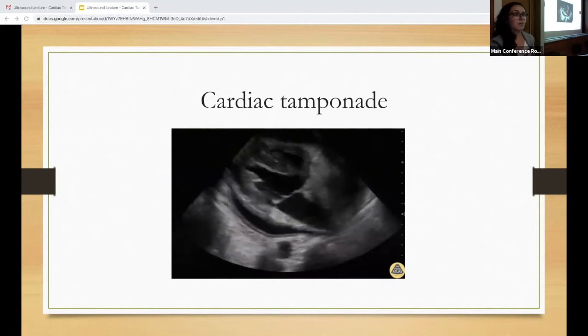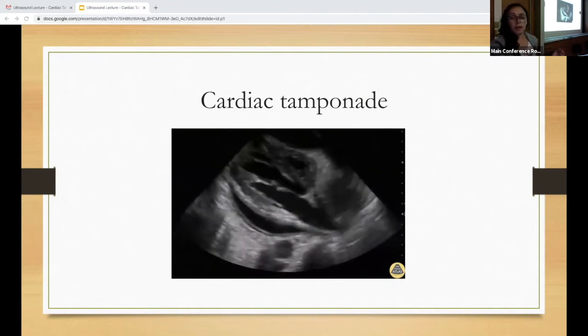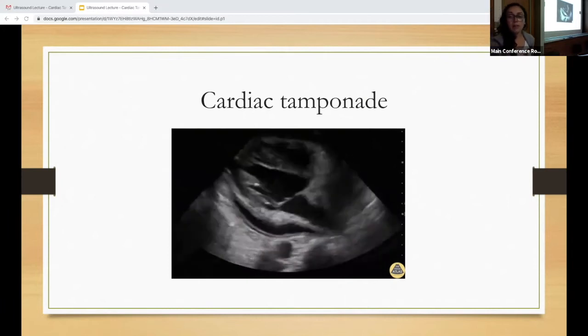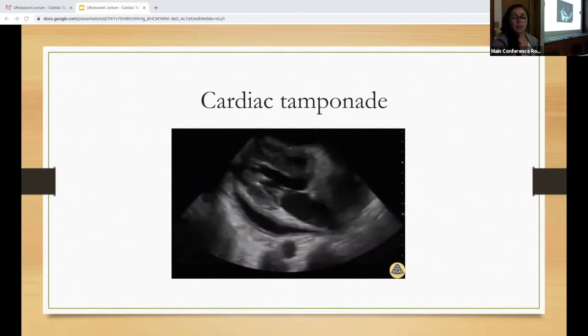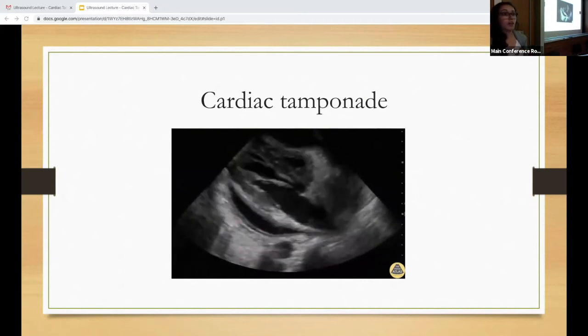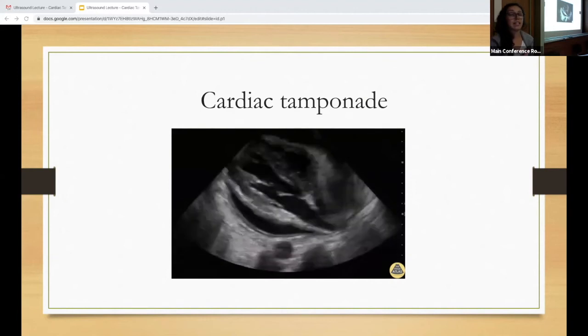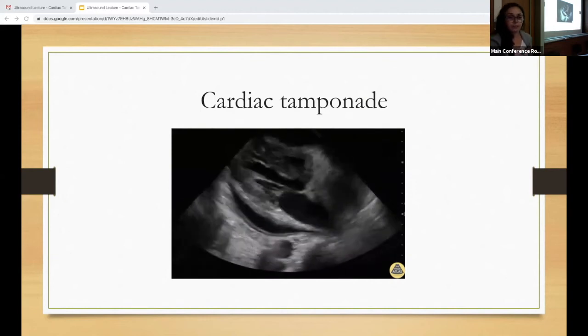Ultrasound also allows for diagnosing the presence of an effusion, reporting the size of the effusion, which has implications about prognosis, and assessing for hemodynamic significance. Chamber collapse, usually the right atrium and the right ventricle, which can be documented on ultrasound, indicates that the intrapericardial pressure transiently exceeds intracardiac pressure.